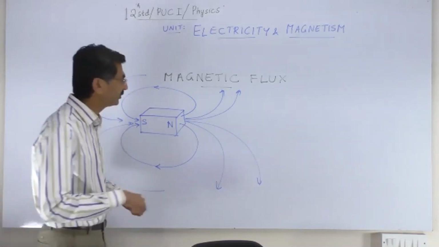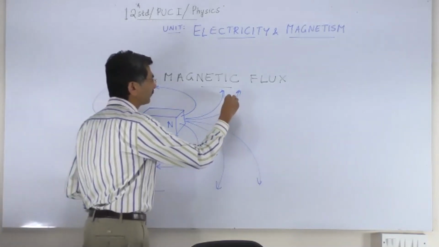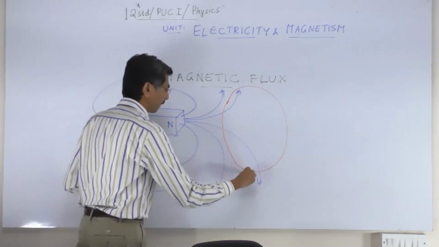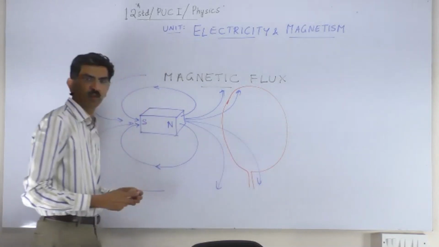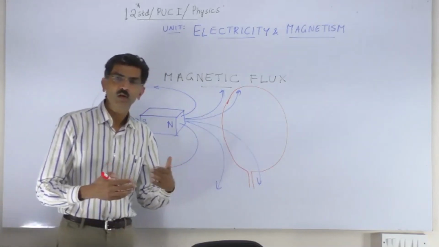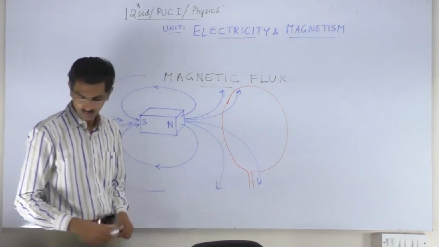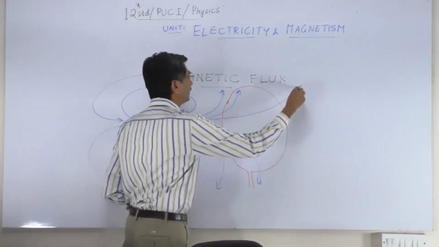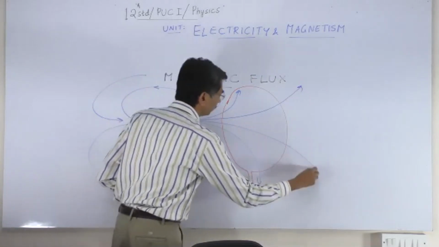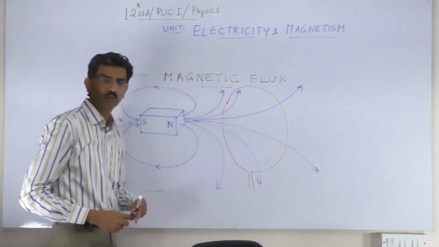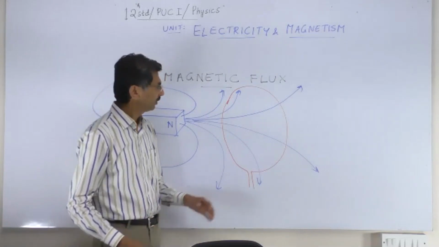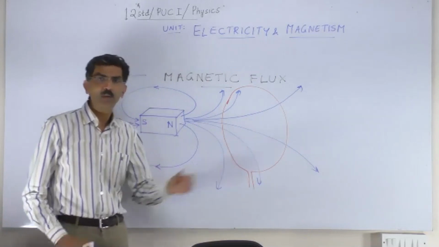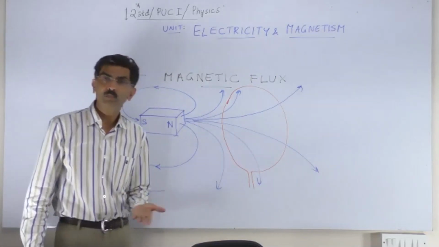If I were to place a coil here, remember this is a coil of a conducting wire. This is a coil. Now clearly the magnetic lines of force are passing through the coil. How many magnetic lines of force are passing through the coil? Well, it depends on many factors.